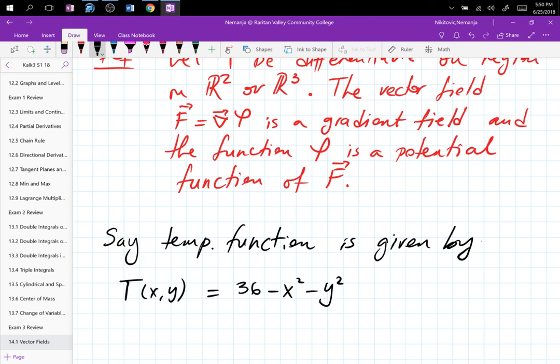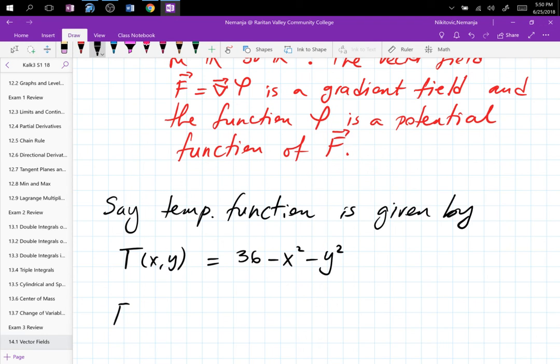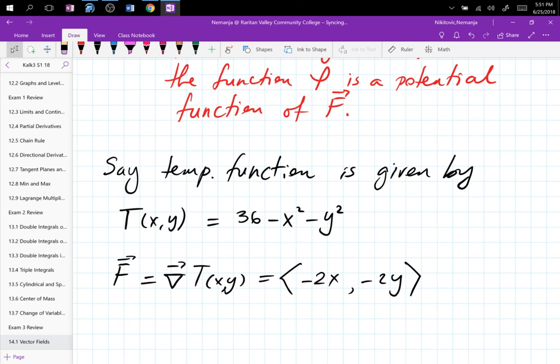So now, what am I going to do? Well, I can create the field, which would be given as the gradient of the temperature function. And that's simply going to be partial derivative with respect to x, that's negative 2x, and partial derivative with respect to y, which is negative 2y. So that's that. And we have the field. And that's it. I hope you're not disappointed.